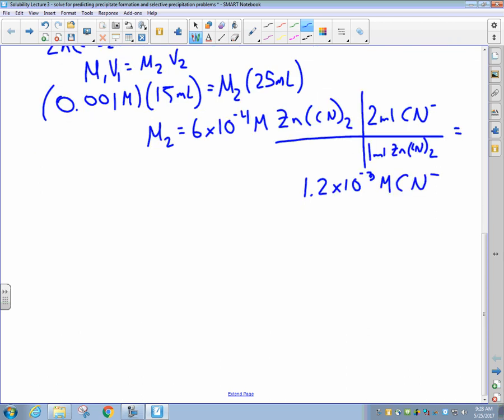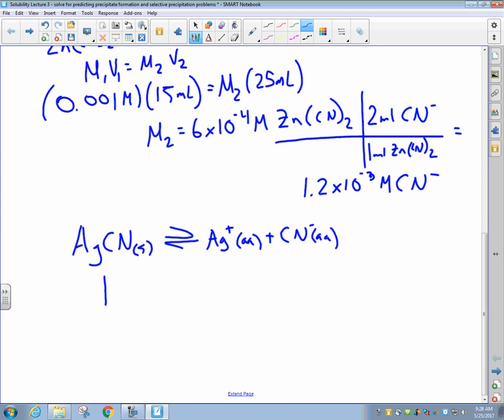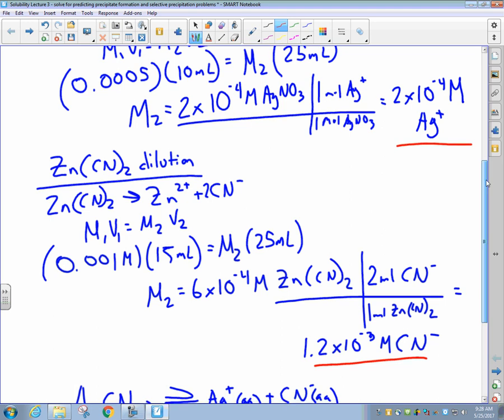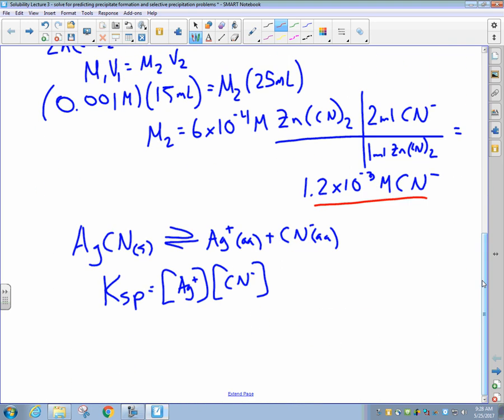Now we're ready to go ahead and calculate Q. We recognize that silver cyanide, a relatively insoluble compound, is going to establish an equilibrium in its container of silver ions and cyanide ions. We then write our KSP expression, concentration of the silver ions times the concentration of the cyanide ions. I have calculated the initial concentration of the cyanide ions and the initial concentration of the silver ions. So I'm going to plug those initial concentrations into my KSP expression.